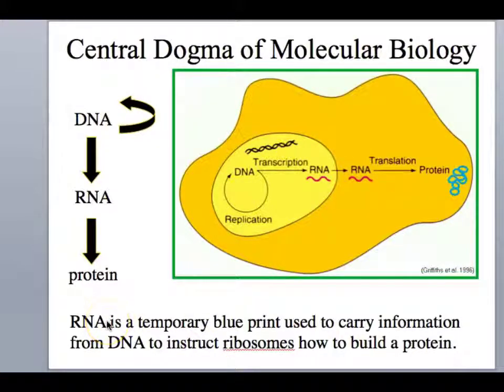So RNA is basically a temporary blueprint that's used to carry information from DNA to instruct ribosomes how to build a protein. Ribosomes, we're not really going to talk about them a lot, but basically they're kind of an intermediary that makes sure whatever this RNA says gets turned into a protein. The ribosomes are the ones that bring in the amino acids and make sure they get ordered in the correct way. All right, so that is the DNA.